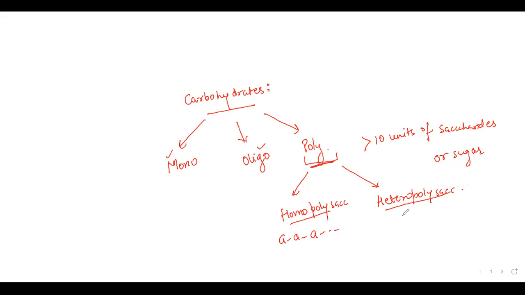These can be made up of galactose, and so on, and also other repetitive units. So homopolysaccharides are those polysaccharides which have a single type of sugar. For example, we have starch, we have cellulose, etc. And heteropolysaccharides can be agar or pectin, and so on.